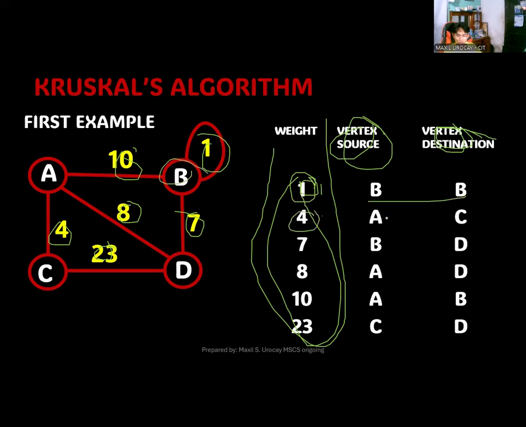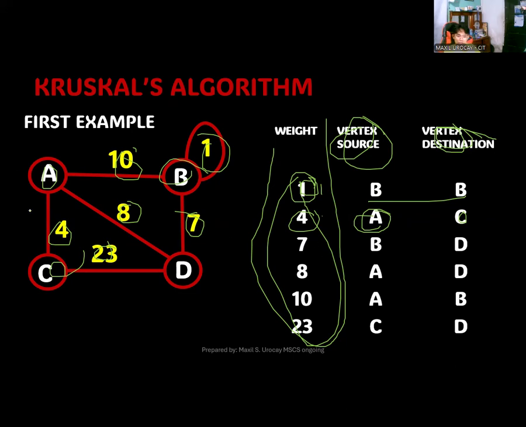For the 4, what will be the source? It will be A, and C. That could be both vice versa, but so that we are on the same page, do it in a sorted manner. So it is A to C, not CA, because as I instructed, it must be in sorted manner, since we are dealing with an undirected graph.